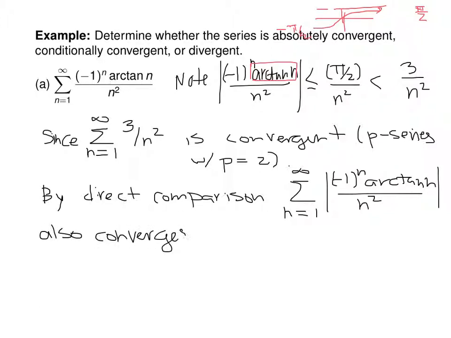Remember, the implication there is that if the larger series converges, the smaller one must also converge. So this means our original series is not only convergent, it is absolutely convergent.